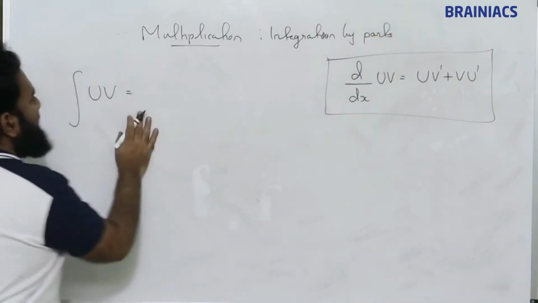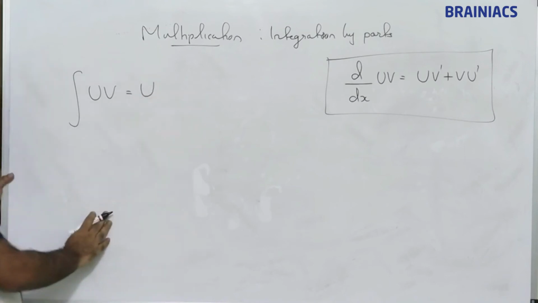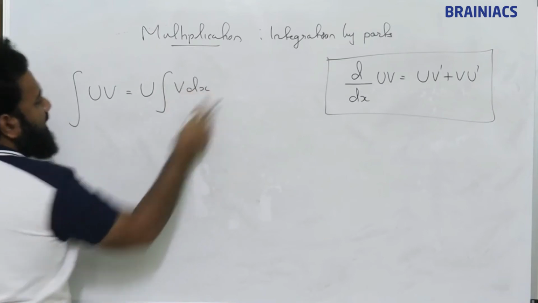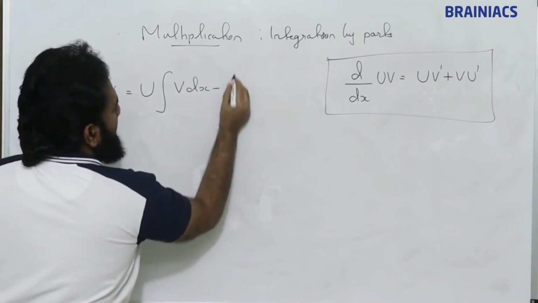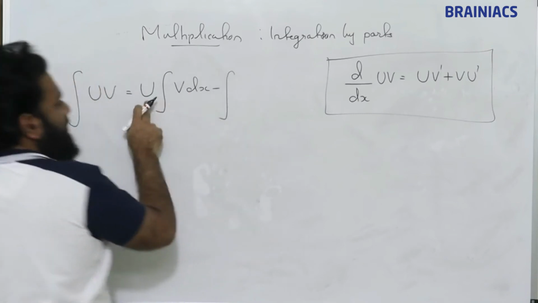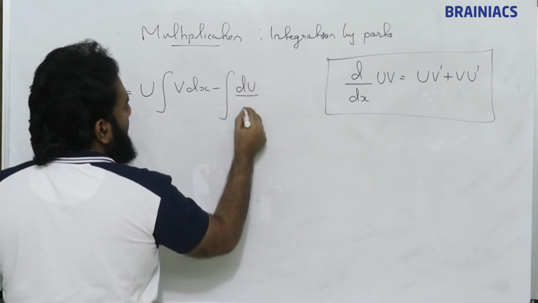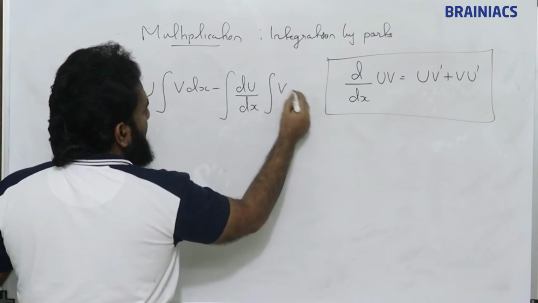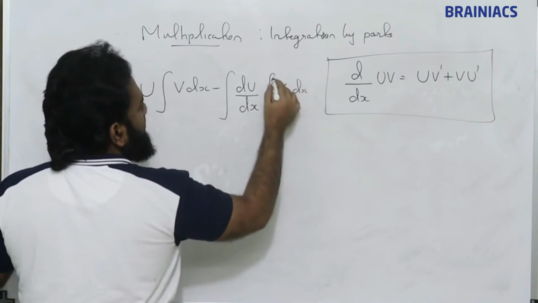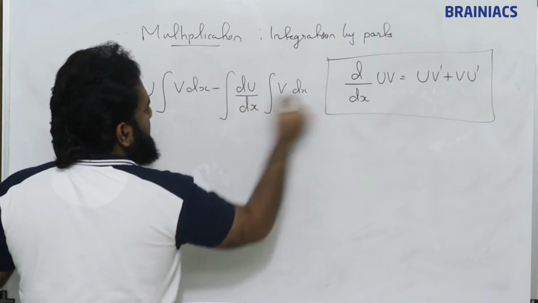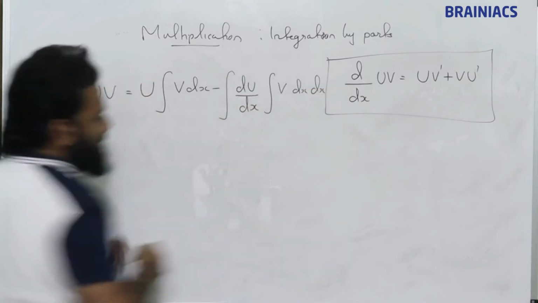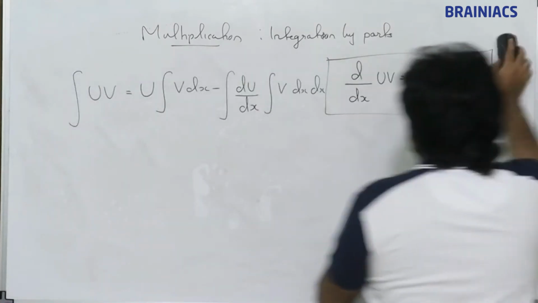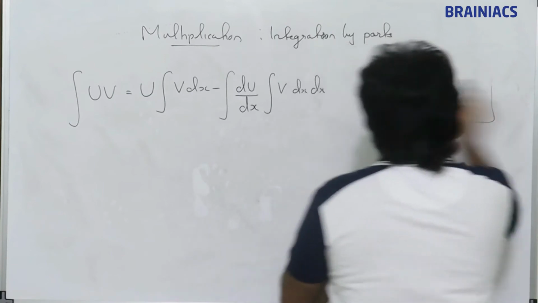Integration by parts. Keep u as such, no need to disturb it, then integrate v dx, minus: differentiate u, that is du by dx, then integrate v dx. Then after that, integrate again with another dx. This is the formula for integration of a multiplication.